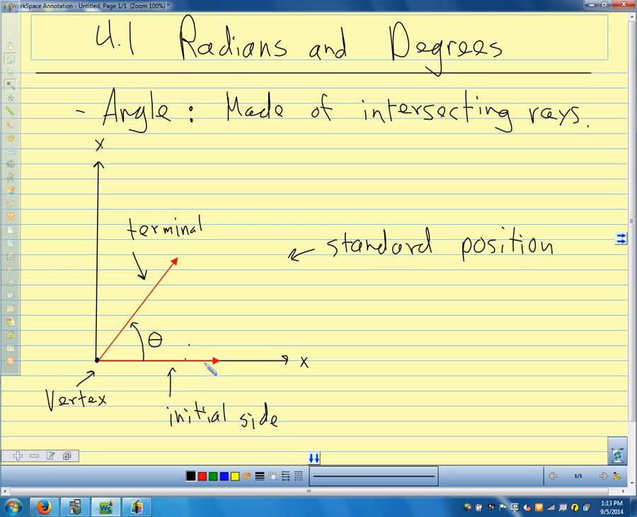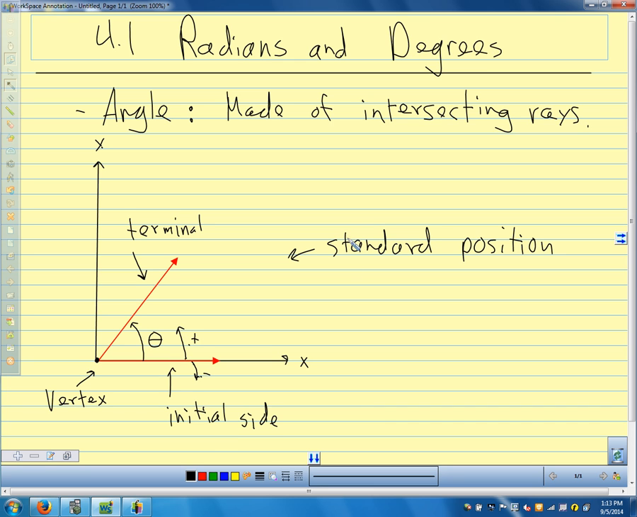When we rotate counterclockwise, we call that the positive direction. So positive is counterclockwise, negative is clockwise. So for a positive angle we're going counterclockwise, and for a negative angle we're going clockwise.